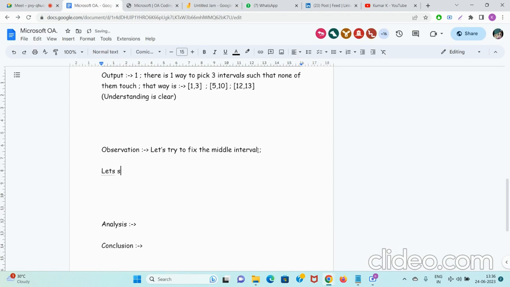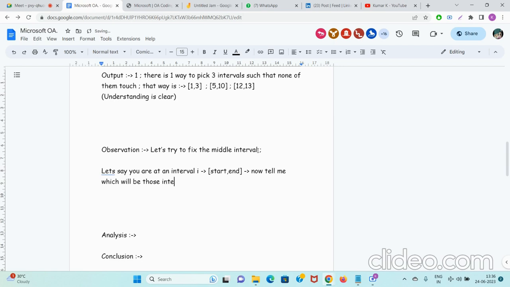Let's say you are at an interval I, which has this start and end point, okay? Now tell me, which will be those intervals on the left side which won't touch or intersect with us? Guys, can anyone use your brain and tell me?